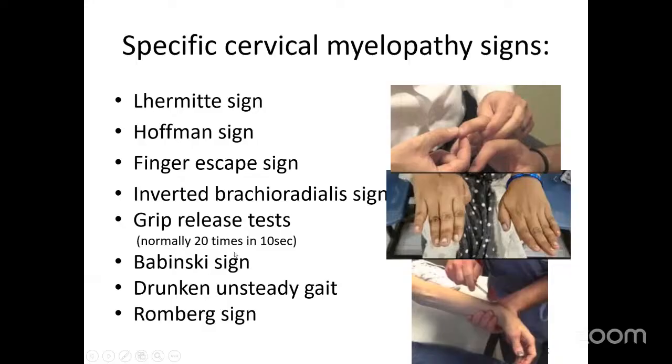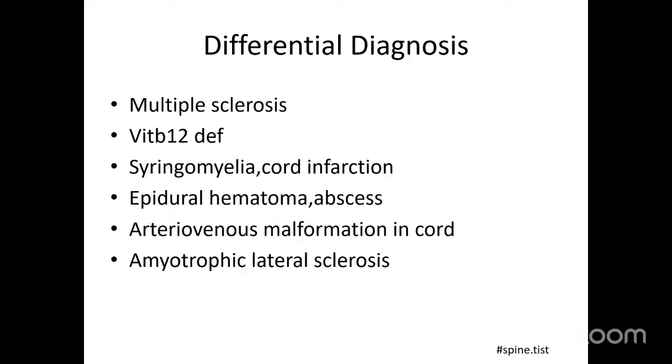Yes, myelopathy patients would not be able to do tightening and untightening of grips more than 10 times in 10 seconds. So, very important to remember this. Yes, you should always be able to differentially diagnose this from multiple sclerosis, vitamin B12 deficiency, syringomyelia, epidural hematoma, arteriovenous malformation. Yes. So most of them would be differentiated from the imaging findings.